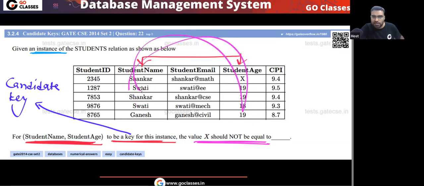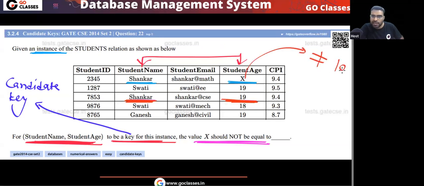Or I can say this cannot repeat. So finally, what will your answer be? You can note that Sankar comma 19 is already there. This value is already there for this combination. So Sankar comma 19 cannot appear again, cannot come again. So this x cannot be 19. So x should not be equal to 19.